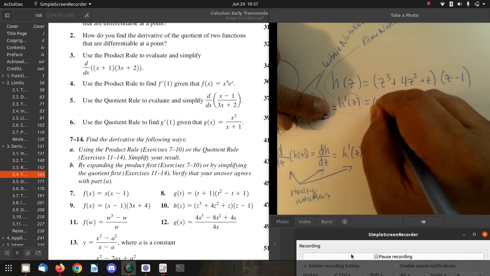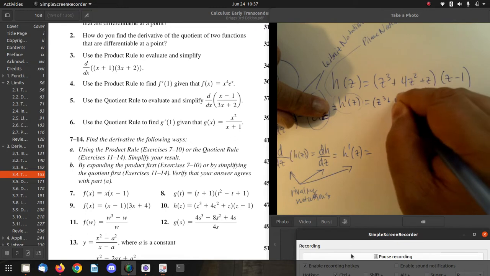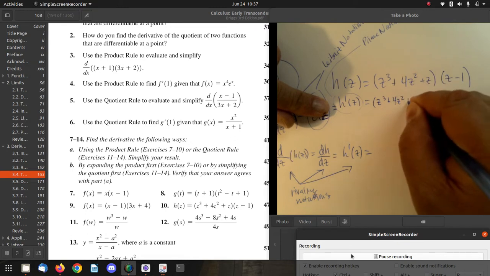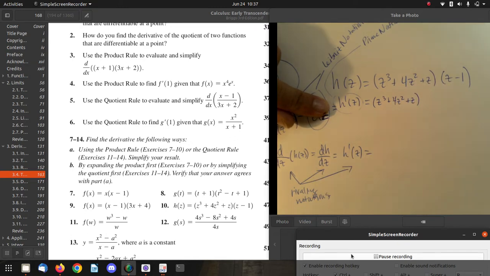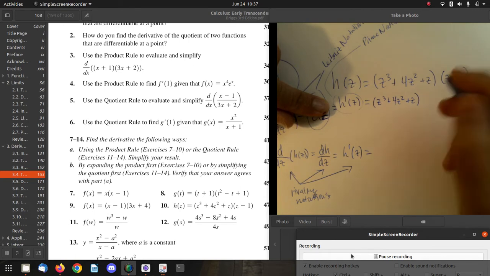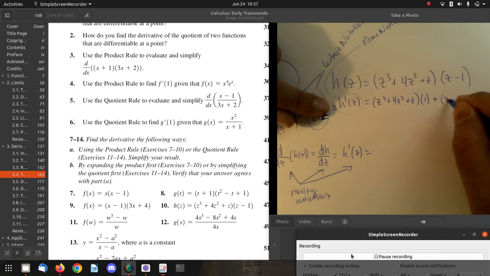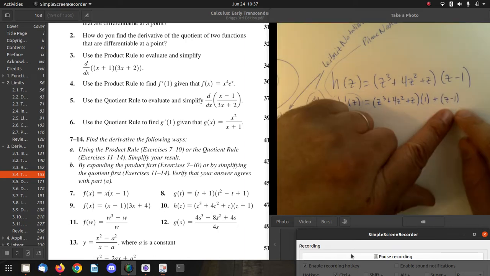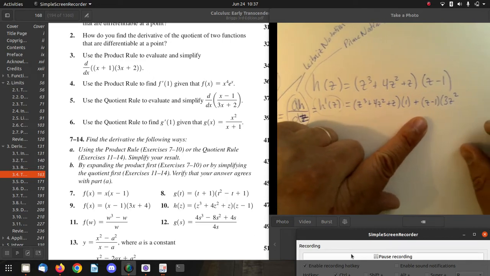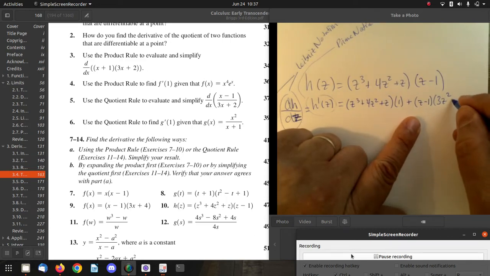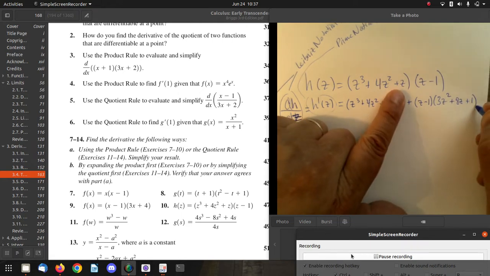So it's going to be the first one, just rewrite it, times the derivative of the second one, which is 1, plus the second one, times the derivative of the first one, which will be 3z squared. And let's see what else. So it'll be 8z to the first, and then plus 1.